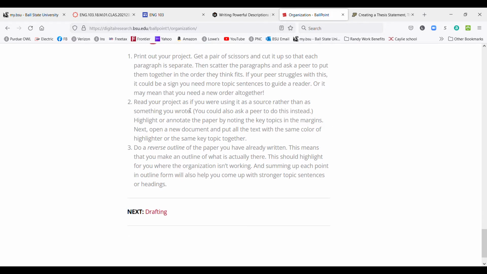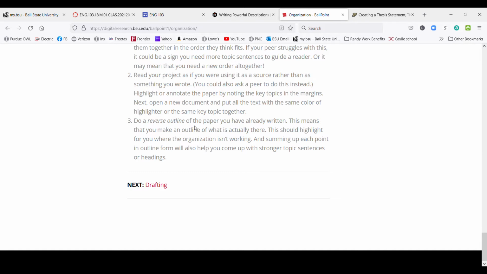You can also read your project as if you were using it as a source rather than as something you wrote. So you could also ask a peer to do this instead. Highlight or annotate the paper by noting the key topics in the margins. Next, open a new document and put all the text with the same color of highlighter or the same key topic together. Or you could do a reverse outline of the paper you have already written. So those are some great ways to tell if your paper is organized or not.